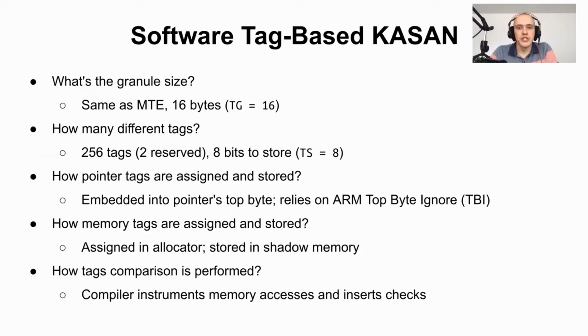So let me answer the question that I've presented before. The granule size with tag-based KASAN is 16 bytes, like with MTE. We have 256 different tags, but 2 of those are reserved. We have 8 bits to store a tag. Software tag-based KASAN uses TBI to embed tags into pointers' top byte, and the tags are assigned by an allocator and stored in shadow memory. And finally, the comparisons are performed by the compiler, by the instructions that the compiler inserts when compiling the kernel.